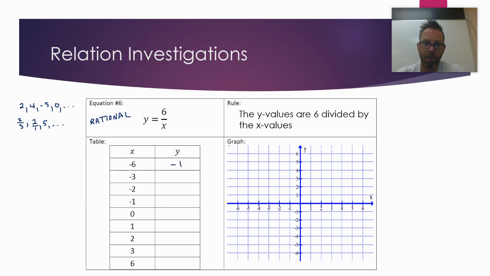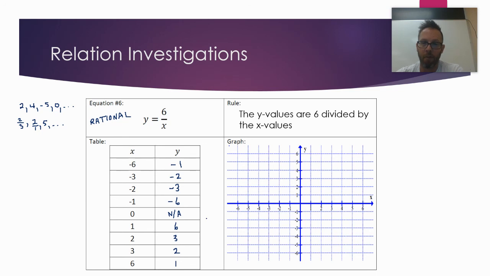6 divided by -6 is -1. And then we get -2. 6 divided by -2 is -3. And 6 divided by -1 is -6. 6 divided by 0, you get an error message. You can't divide by 0. Only Chuck Norris can divide by 0. 6 divided by 1 is 6, and then we get 3, 2, and finally 6 divided by 6 is 1.